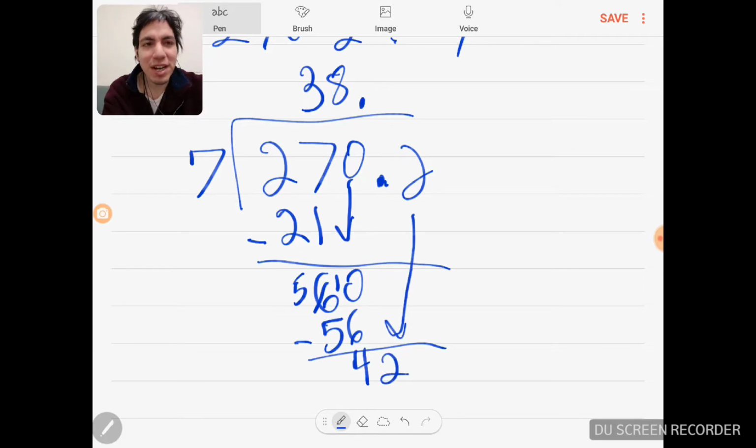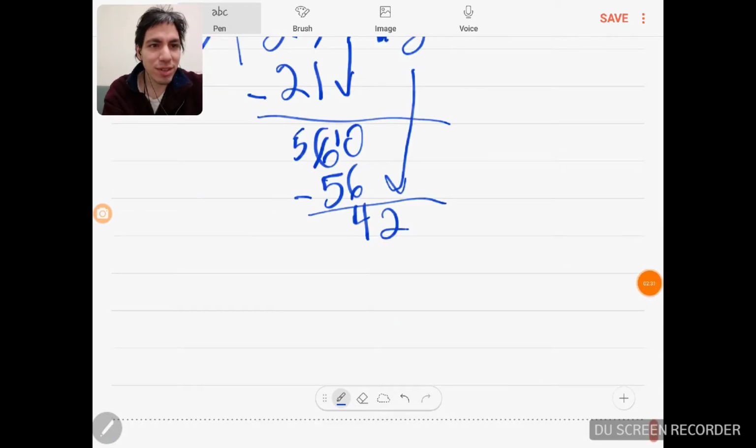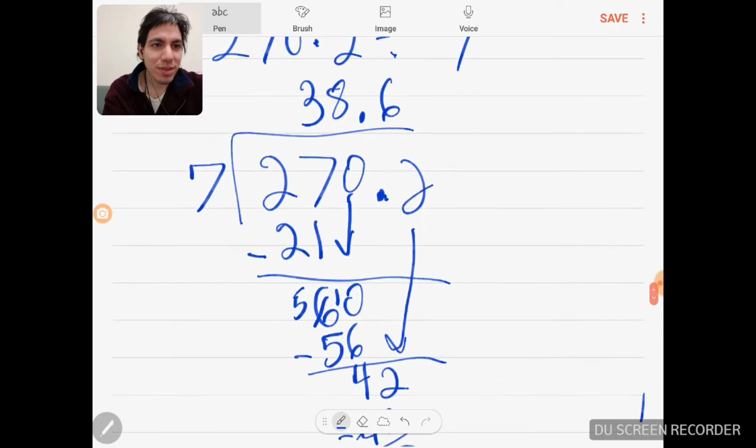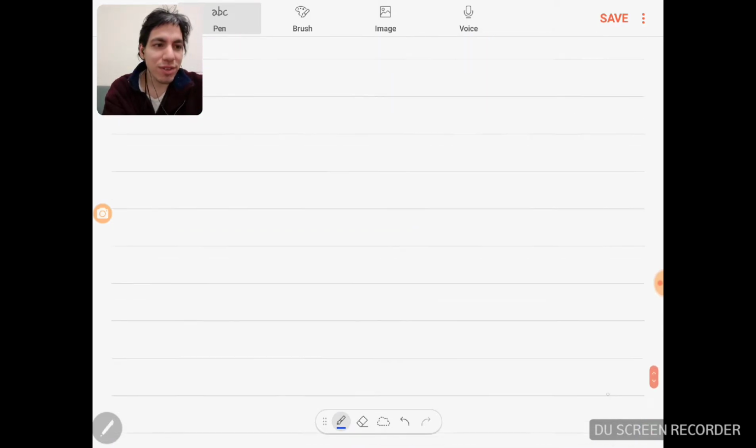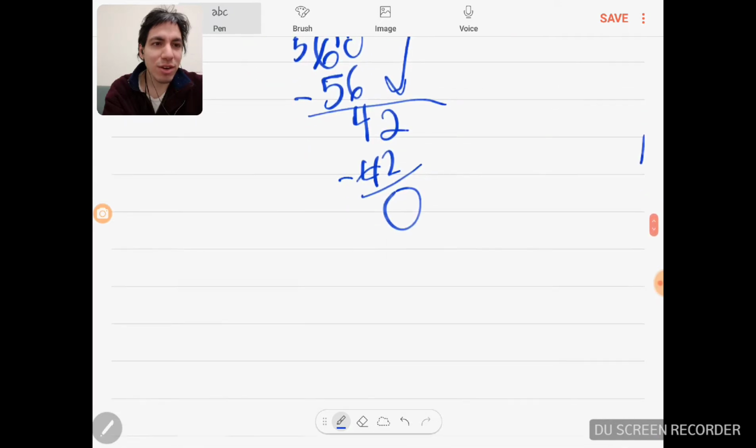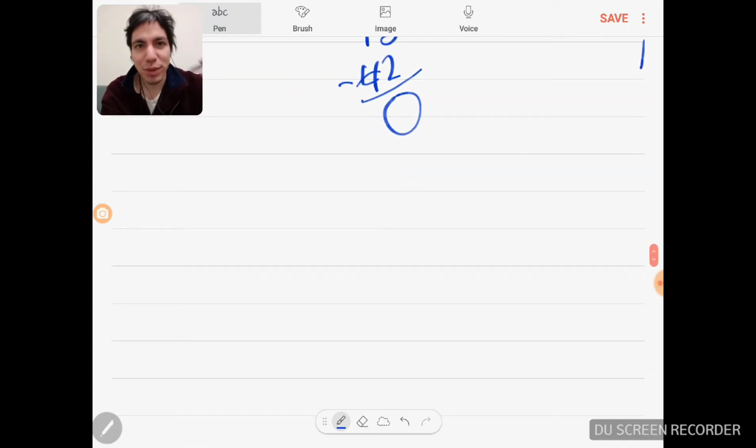Then 7 divides into 42 6 times perfectly. So then I just subtract, get 0, and that's my answer. So my answer is 38.6. So what's the process of this? Let's write this down. I don't actually have my notes to explain this correctly, so I'm going to use layman's terms to explain the process.